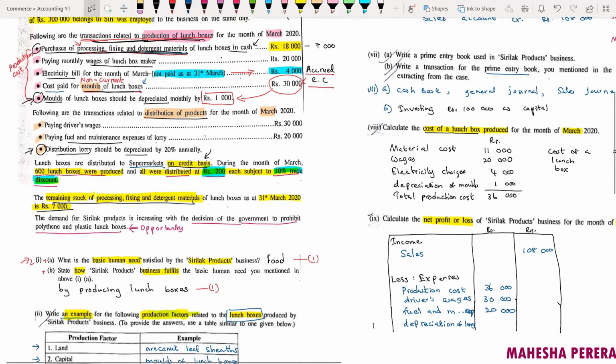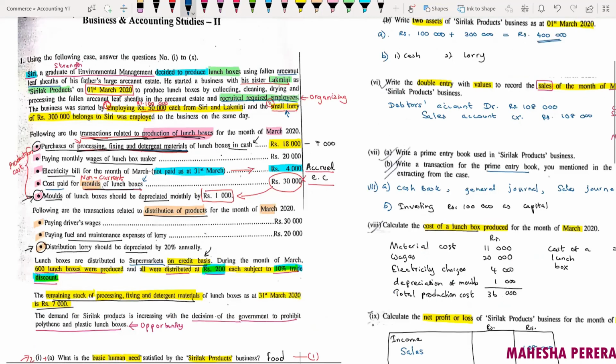We need to calculate. First, we need to find out the cost of the lorry. It is given as 300,000. So now we need to calculate 20% of 300,000. That is annual depreciation, right? And then you have to convert it into a monthly depreciation amount. So simply you can multiply by 1/12. Right. So how much do you get? You get 5,000 as the monthly depreciation of the distribution lorry, or just lorry.